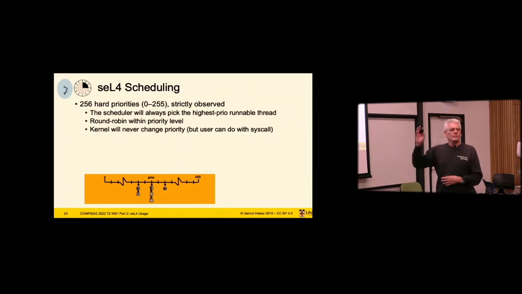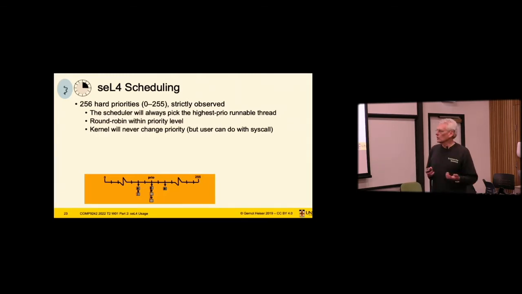Among the runnable threads, seL4 is a strict priority-based scheduler with round-robin within the priorities. And the kernel will always, at any time, run the thread, or if there are multiple, one of the threads with highest priority among all the runnable threads. In particular, unlike the fair share scheduler in Linux or any of these things, the kernel will never manipulate the priority of a thread on its own. Thread priorities only change if requested explicitly by a system call.